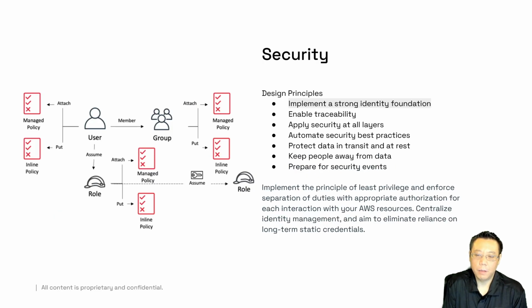Now, the next pillar is security. We have multiple design principles around that. Remember that at AWS we say security is job zero, and it really is. Job zero being the first thing that we think about as part of our trust to our customers. And really, you're that customer. We are that customer at the same time. Implement a strong identity foundation.